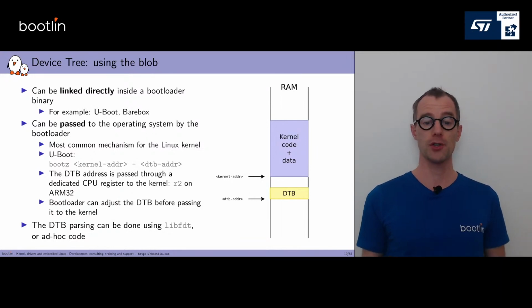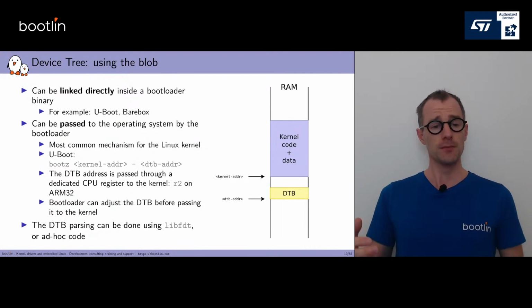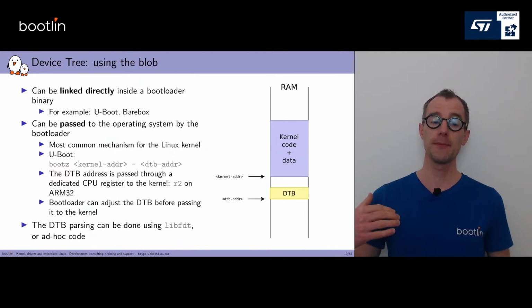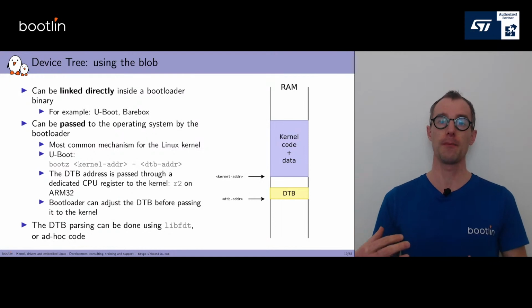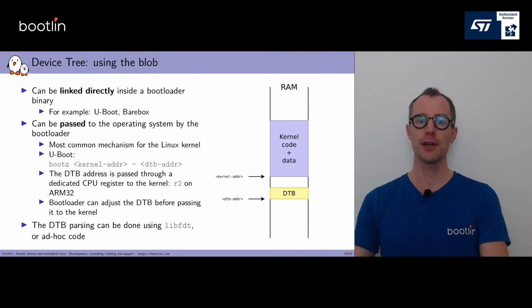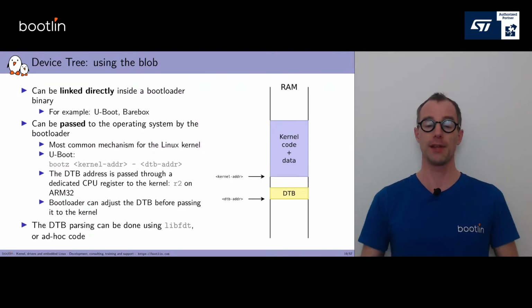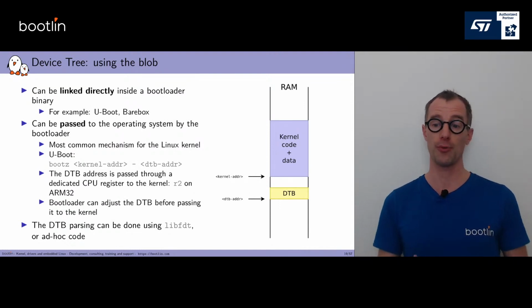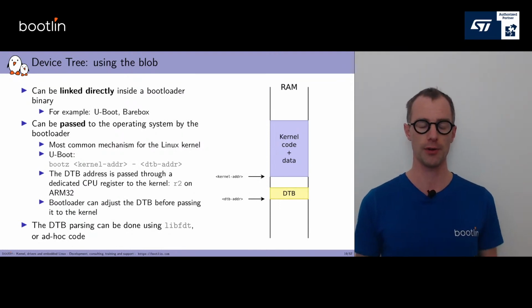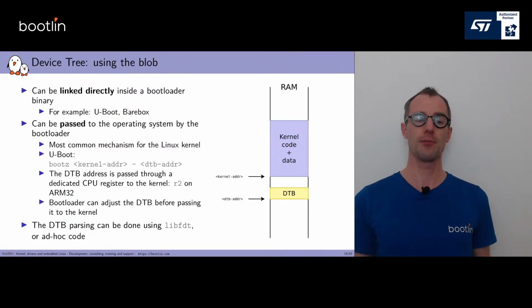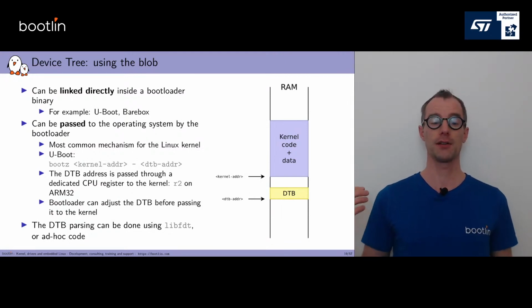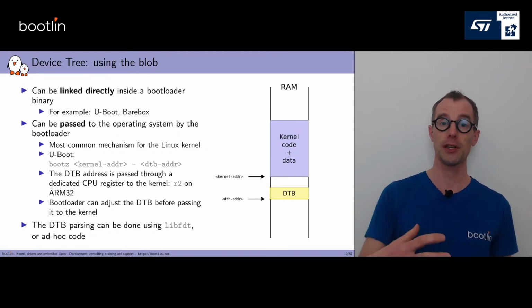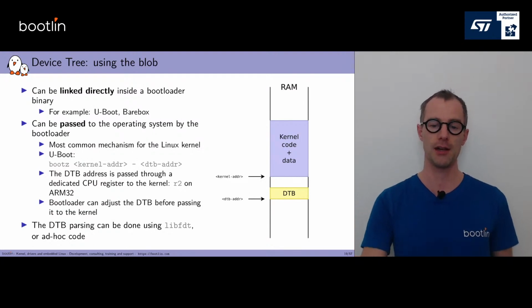Typically, bootloaders such as U-Boot or Barebox will directly link a DTB inside their code because they don't have access to a file system to load the device tree. So what they typically do is simply bundle up the device tree into their code. For Linux, it's a bit different. For Linux, the DTB is typically passed separately from the kernel image itself.